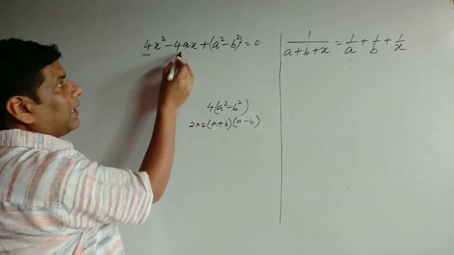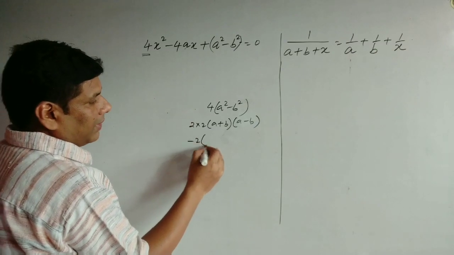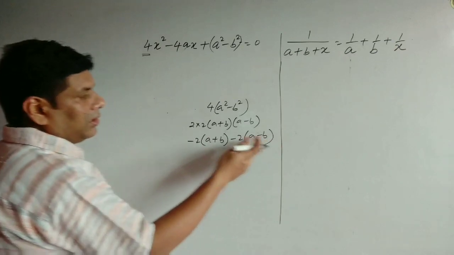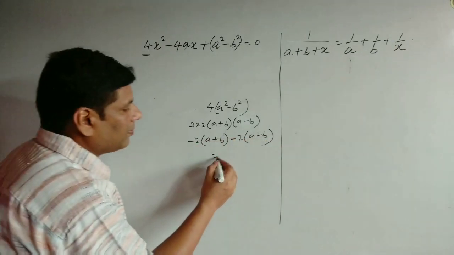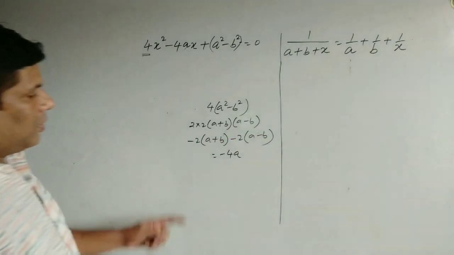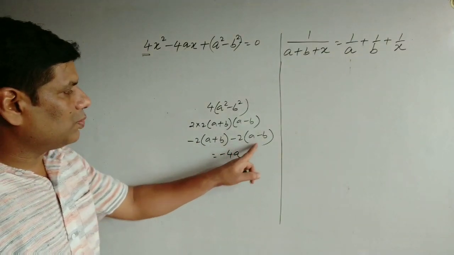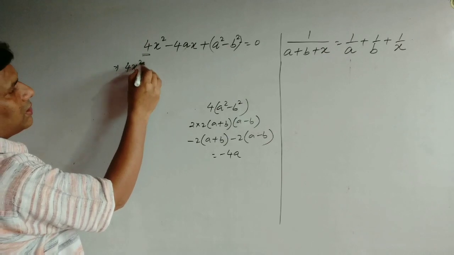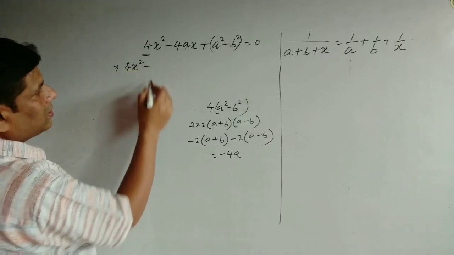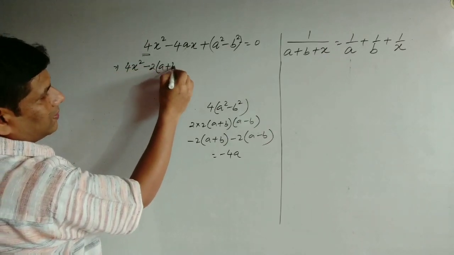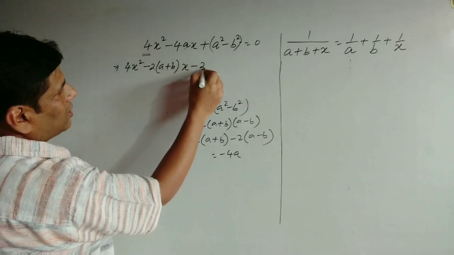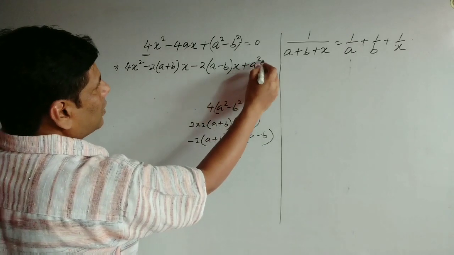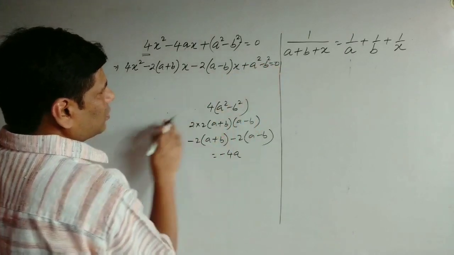We have to get minus 4a. So we will take minus (2a plus b) minus (2a minus b). If we add, we will get minus 4a, because minus 2b plus 2b will be cancelled. So we will just write here 4x square minus (2a plus b) into x minus (2a minus b) into x plus a square minus b square equals 0.